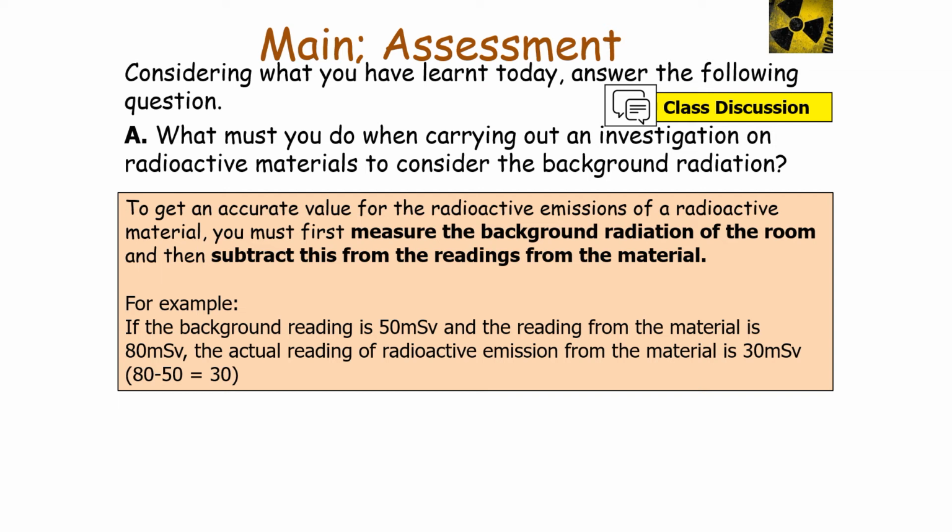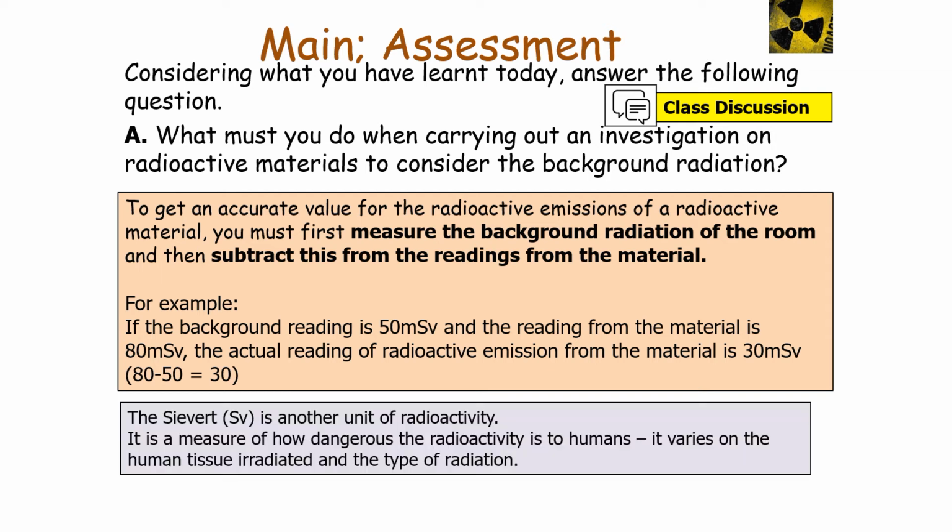So for example, if the background reading is 50 millisieverts and the reading from the material is 80 millisieverts, that tells us the actual reading of the radioactive emission from the material is 30 millisieverts, 80 minus 50, because 50 of the 80 are coming from the room, so the other 30 must be coming from the material.